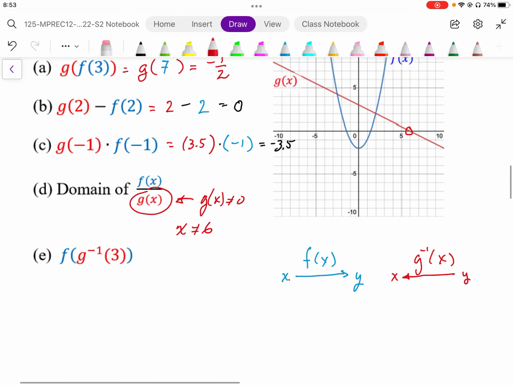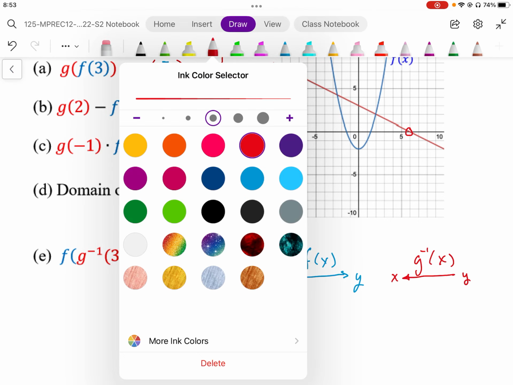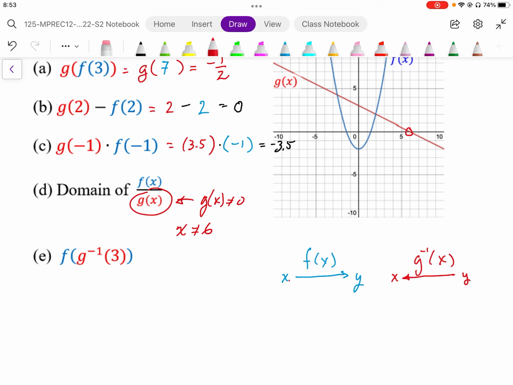So that means I'm looking for a y value of 3 and to get an x value for that g function. So I'm going to go to my red graph and I'm going to look for y equals 3. Y equals 3 happens right there at x equals 0. So what we're going to end up with is g inverse of 3 works out to be 0. That becomes our input for our f function. Now the f function is going from x to y, so we're just going to plug in x and get y. The y value from the graph is going to be negative 2.